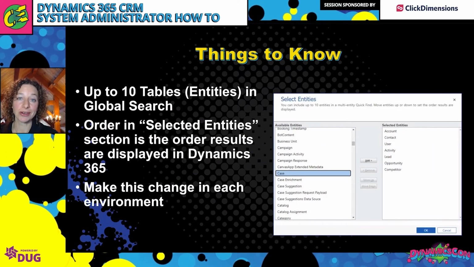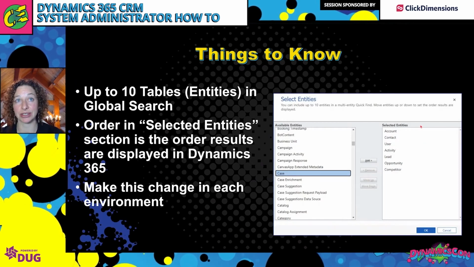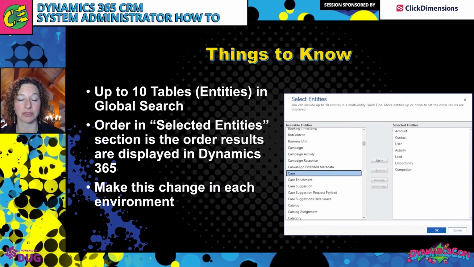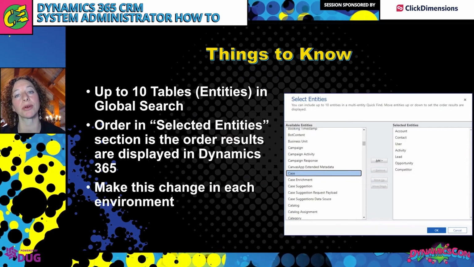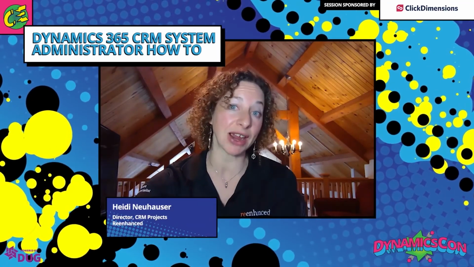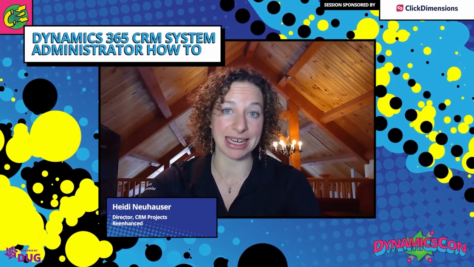The order that selected entities appears, which is on the right-hand side of this screenshot, is going to be the order of results displayed in Dynamics 365. So again, that's really important to know. What's most important for your users to see? Put that at the very top so it displays on the left for them. This is also a change that will need to be made in each environment.